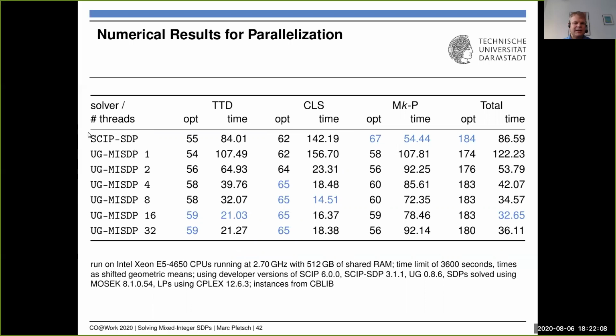So here you can see some results. SCIP-SDP in serial, and then UG mixed integer SDP with 1 up to 32 processors or CPUs for the different applications again. And we see the most instances are still solved by the serial approach, but you get a bit faster if you, for instance, use 16 CPUs. You somehow halve the time, which is clearly not an excellent speedup, but at least it shows some success.